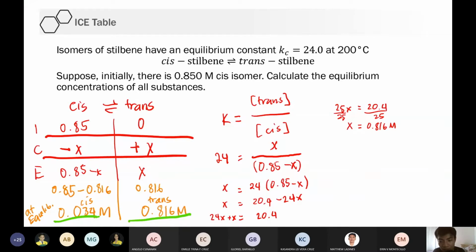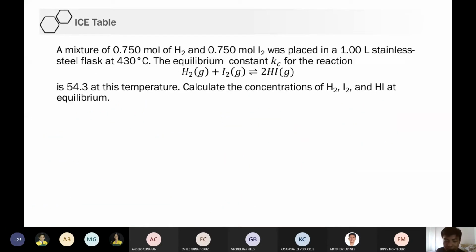Kapag hindi equilibrium constant yung lumabas dyan, may mali. Okay? So, either nagkamali ka sa solving ng x, no? Or nagkamali ka dito sa change, no? Doon lang naman kasi mga sources ng error. Okay? Kasi ayan, easy pa lang, di ba? Hirapan natin. Okay? Alam nyo naman, pag may numbers, mas masaya, di ba? Okay, so let's try the second problem.